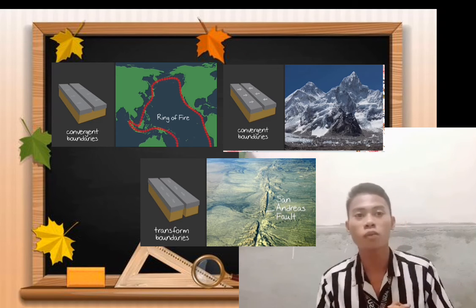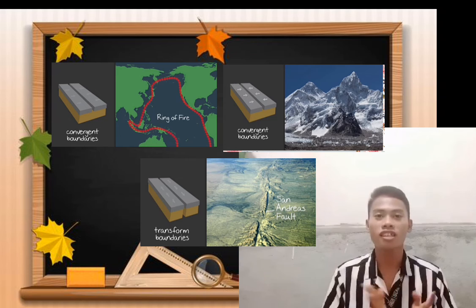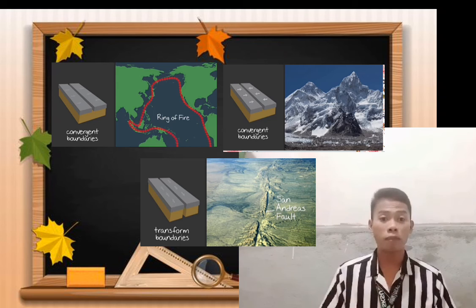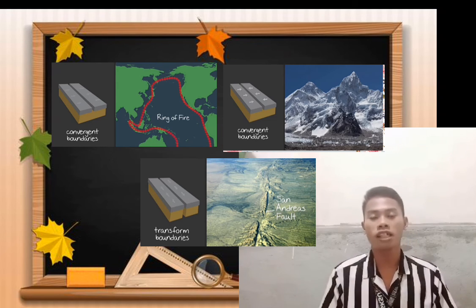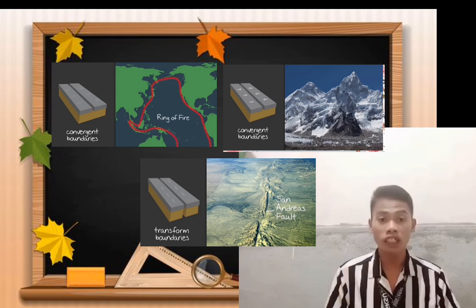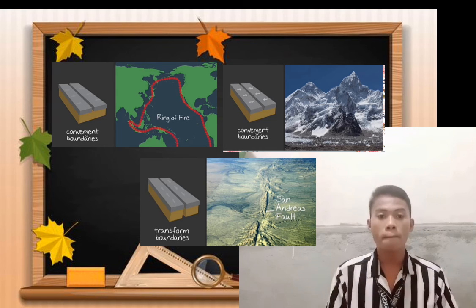Now, rift valleys may also form where continents are separated by plate movement. So that's the divergent boundaries. Both divergent boundaries and convergent boundaries produce magma.